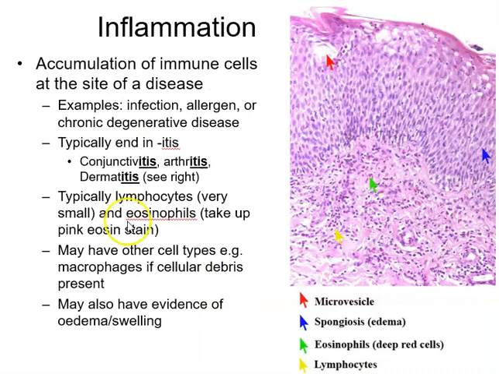So inflammation is a very generic term to describe the accumulation of immune cells within the site of a tissue at the site of disease, and we typically have the suffix itis at the end of anything that is inflammatory, so conjunctivitis and dermatitis, and this is an example of dermatitis. So this is a hematoxylin and eosin stained skin section showing the different cell types within skin, and this is the very much outer layer of skin.